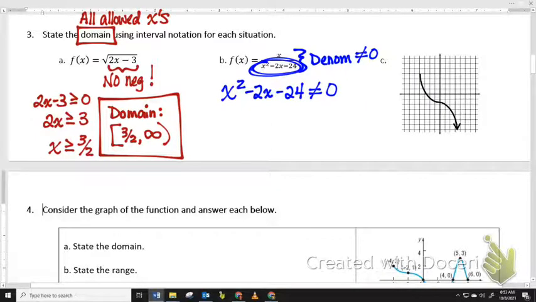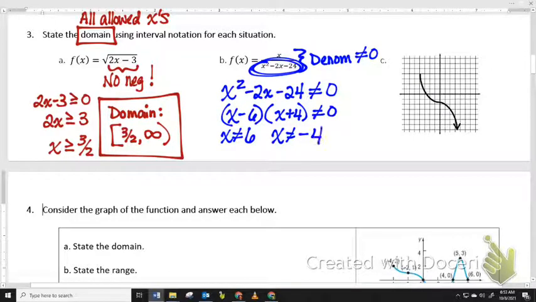What do I need to do with that thing to figure out what values for x are not allowed? Factor it. What two numbers multiply to negative 24 and add to negative 2? Negative 6 and 4. These are the things that I cannot have equal to 0. So that means x cannot be what? X cannot be 6, x cannot be negative 4. Are every other value for x okay? Yes. So I need to write this in interval notation. My domain. How do I explain that I can use everything but these numbers?